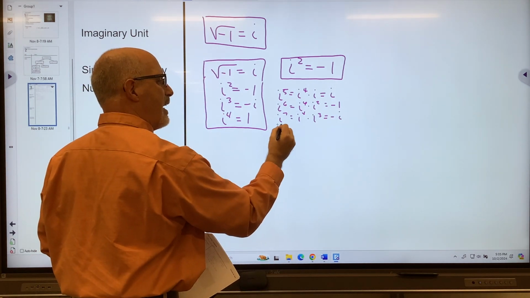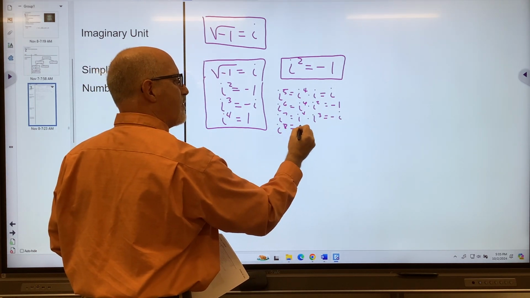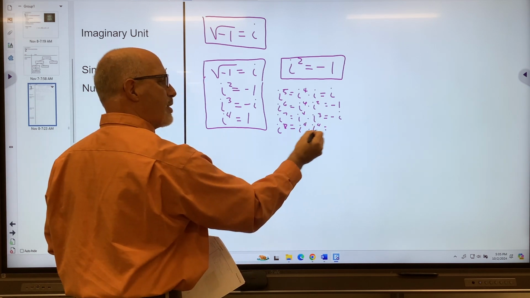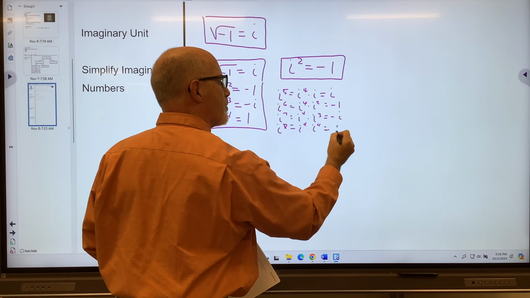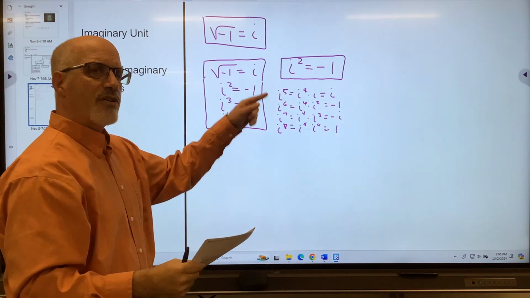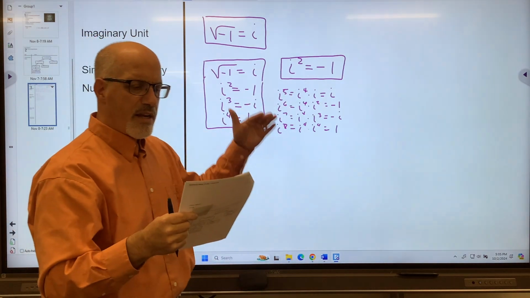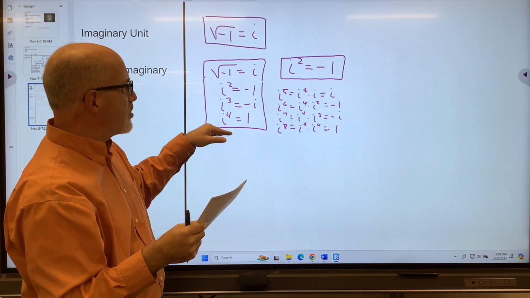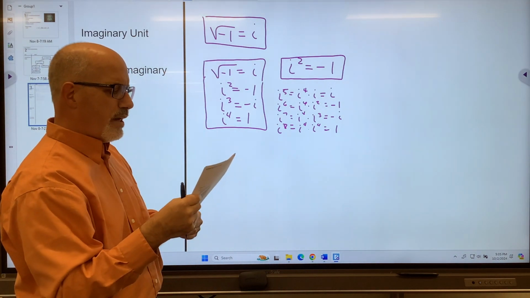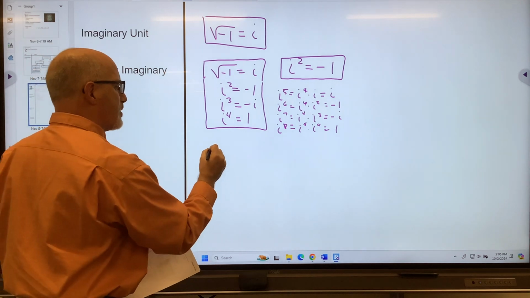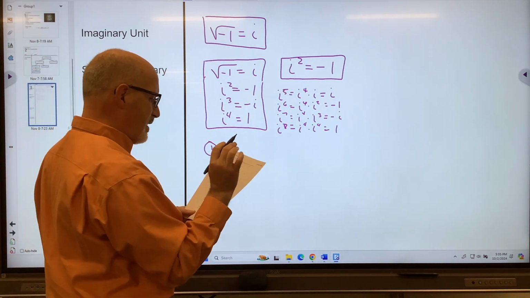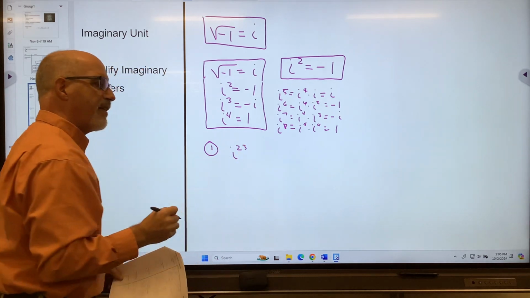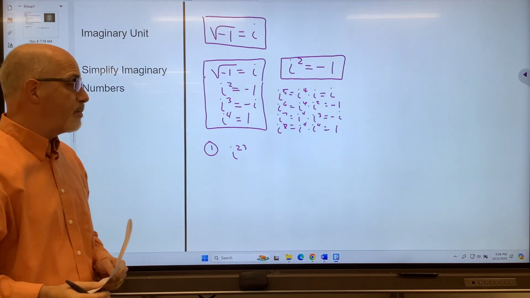And i to the eighth is equal to i to the fourth times i to the fourth. Both of those are equal to 1, so that just equals 1. The pattern keeps repeating, where every fourth one becomes the one that's equivalent in this chart. So let me do a couple of examples here. If I think of these in terms of rules of exponents, let's say I want to simplify i to the 23rd power.